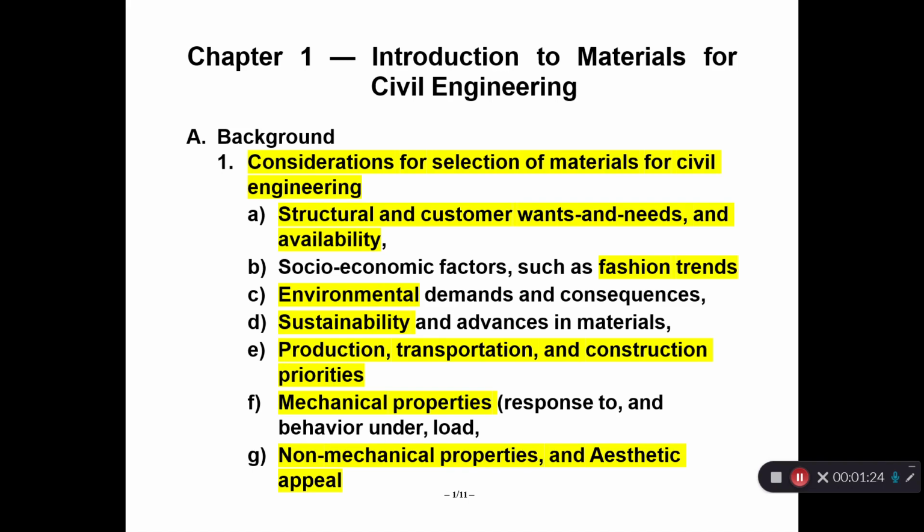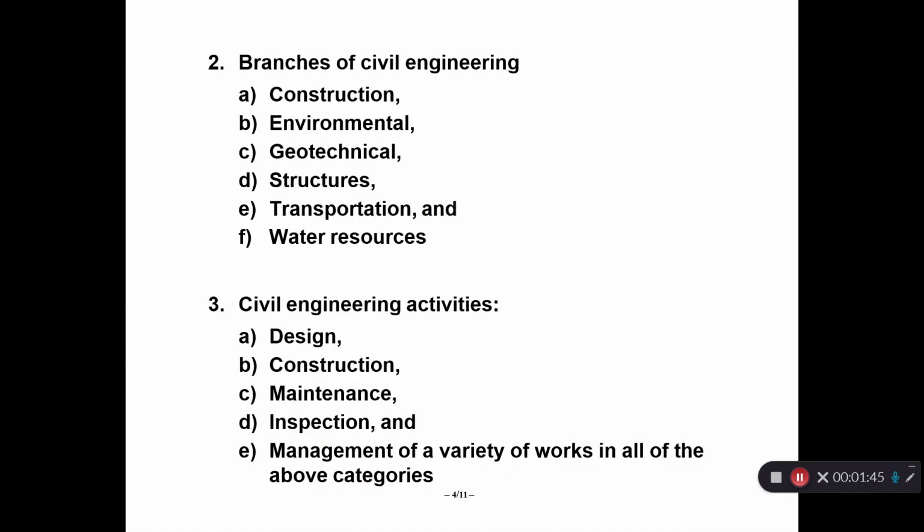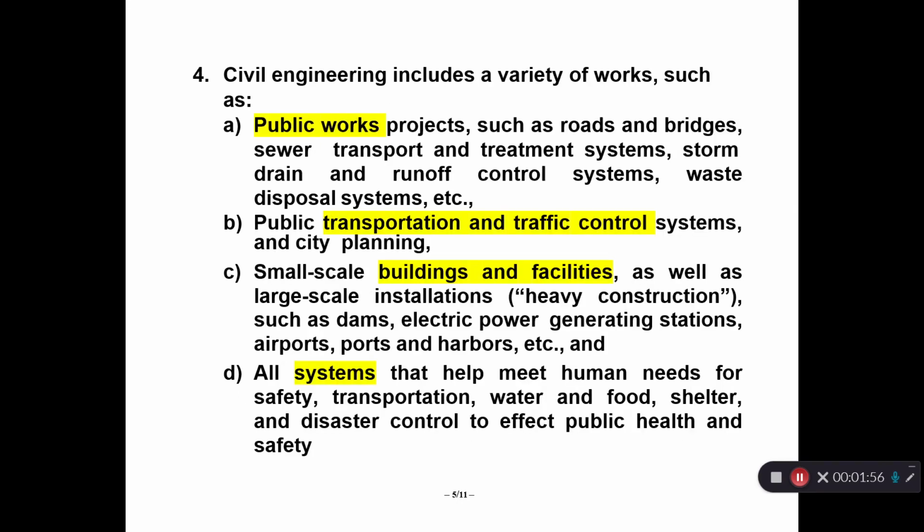Sustainability is another area that is emerging as we look at how buildings maintain or sustain themselves, and from an energy use standpoint. We'll talk about production, transportation, and construction priorities, mechanical properties, how well the materials hold up with loads, and then non-mechanical properties, which tend to do with aesthetics. Of course, all of these materials will cover all the branches of civil engineering, and they are integrated into the different phases of a project, which we'll talk about an application a little bit towards the end.